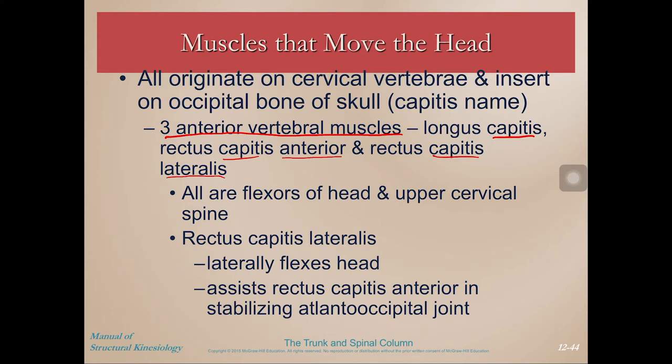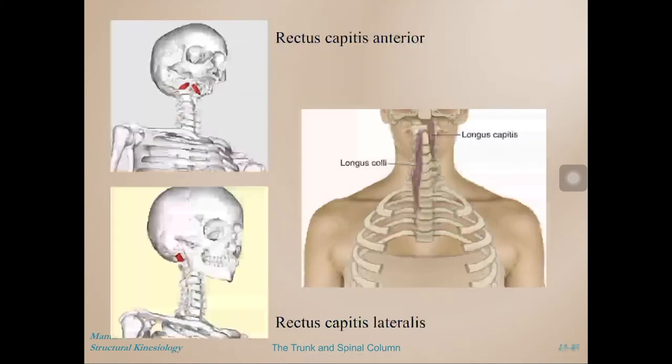All of these flex the head and the upper cervical spine. Now, rectus capitis lateralis, because of its position laterally, can laterally flex the head if it contracts unilaterally. It also assists rectus capitis anterior in stabilizing the atlanto-occipital joint. Here are some pictures of those. We have rectus capitis lateralis out here, rectus capitis anterior. So these are very small, and I don't expect you to be able to palpate these.